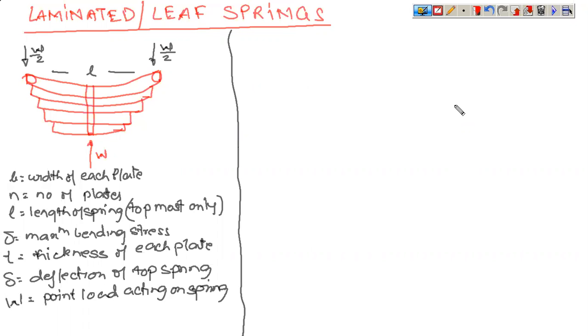The material which is used for creating these types of springs is medium cast iron and medium carbon steel, and they have good damping properties. Damping properties means that they will bend under a certain amount of load, and they will regain their original shape and size. So they do not have brittleness as one of their characteristics.